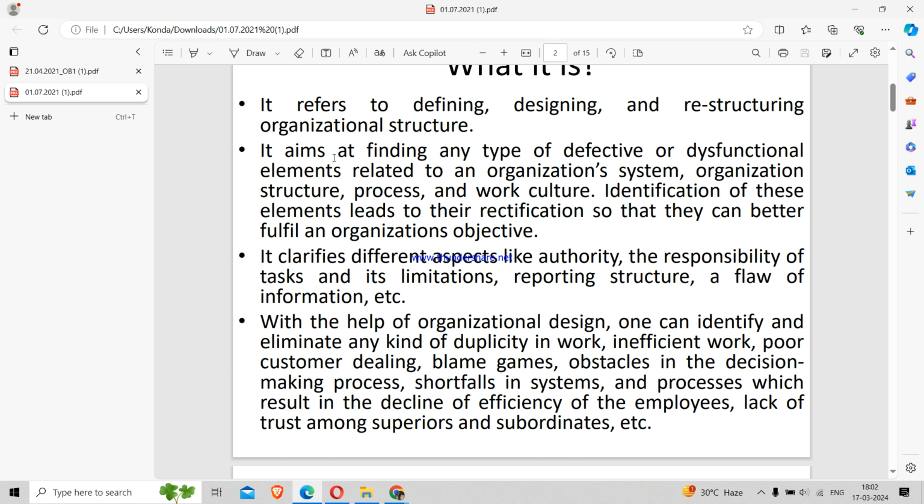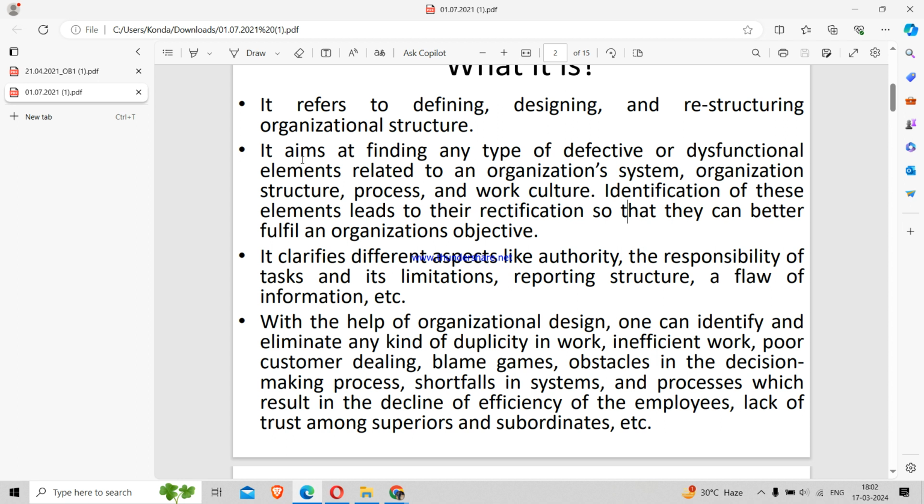What is the aim of this organization design? If you see the second point of this slide, it aims at finding any type of defective or dysfunctional elements that are related to an organization's system, organization structure, process and work culture. So identification, what will it help with?